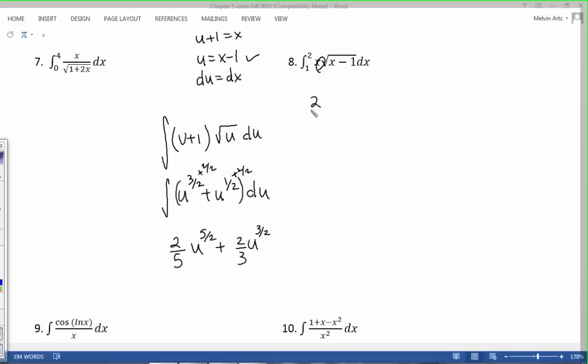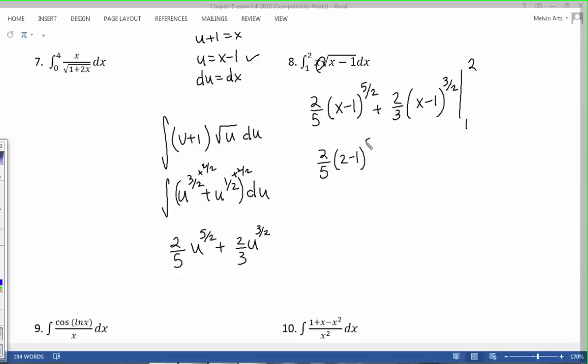Making our replacements back to terms of x, we would have u equals x minus 1 to the 5/2 plus 2/3 x minus 1 to the 3/2. And now we can evaluate this from 1 to 2. So 2/5, 2 minus 1 to the 5/2 plus 2/3, 2 minus 1 to the 3/2 minus, now we're going to evaluate it at 1.